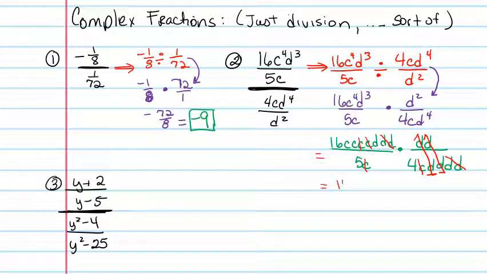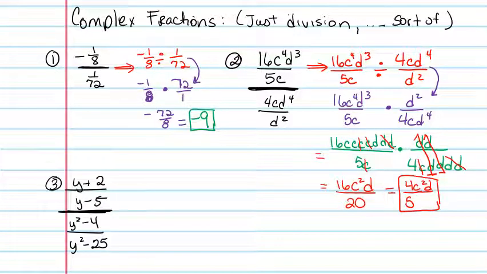I have 16 C to the 2nd D on top and 20 on bottom. I'm going to say there's something wrong with this. Nope, that's right. And so then when I reduce my numbers, I'm going to get 4 over 5 C to the 2nd D. And that's my answer for that one.